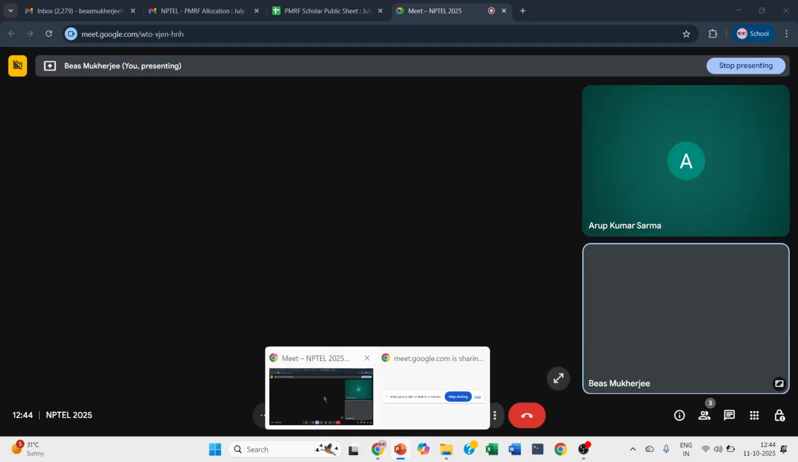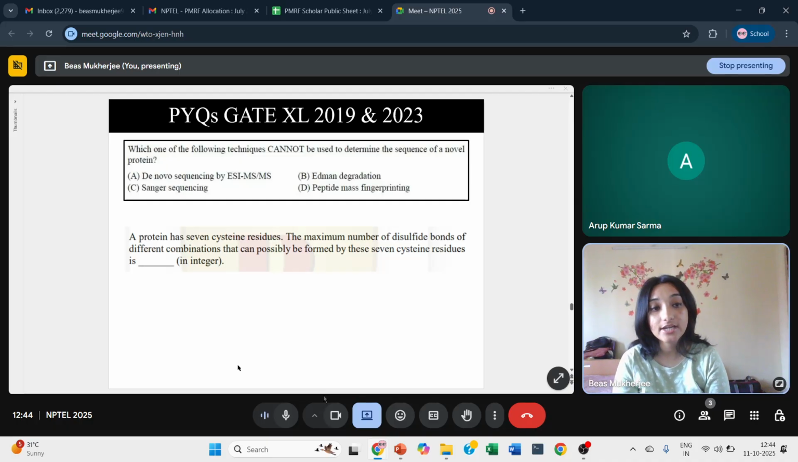Now GATE Excel 2020, 2019 and 2023. So this question was actually repeated in 2023 as well. Which of the following techniques cannot be used to determine the sequence of a novel protein? De novo sequencing by ESI-MS, tandem mass spec, Sanger sequencing, Edman degradation, peptide mass fingerprinting. Very direct question. For a novel protein, which of these techniques cannot be used for determining its sequence?